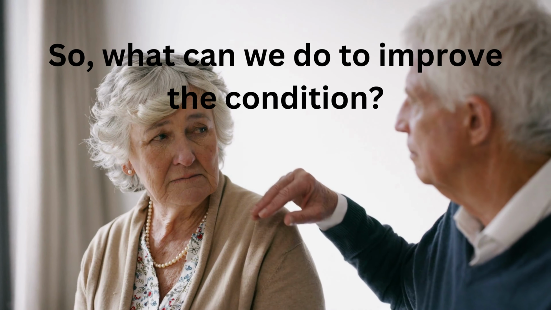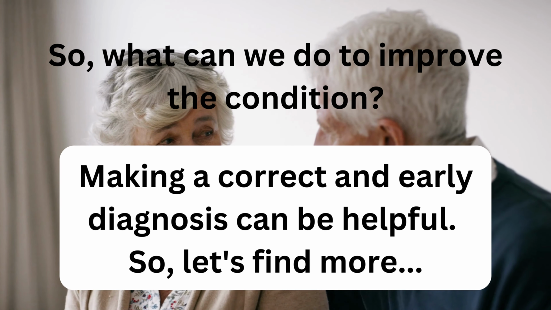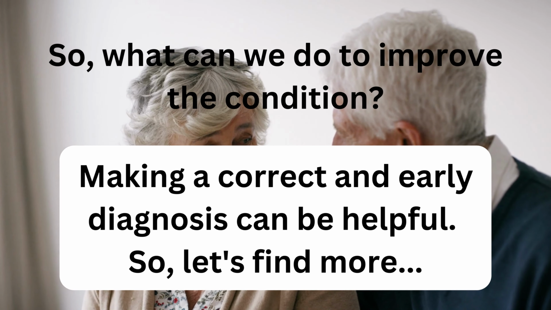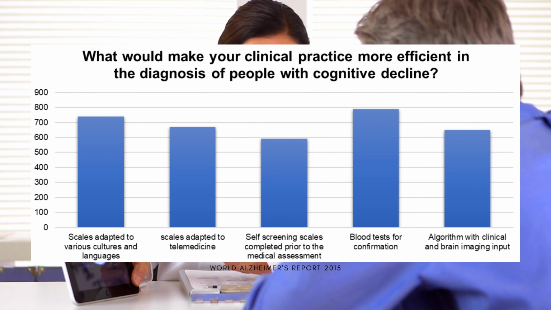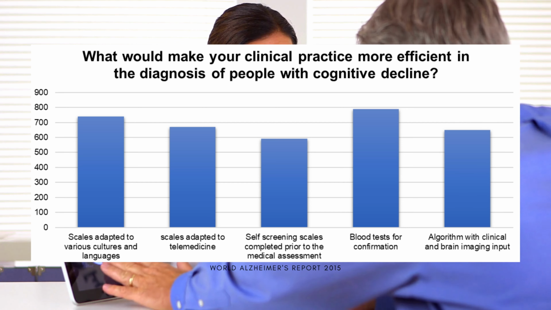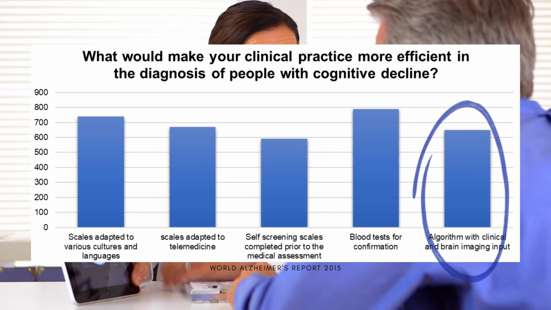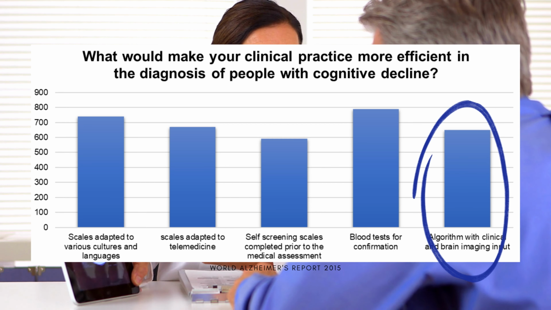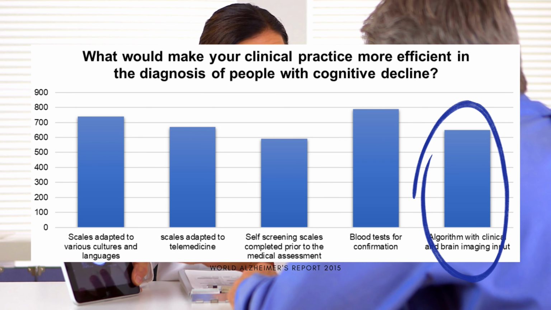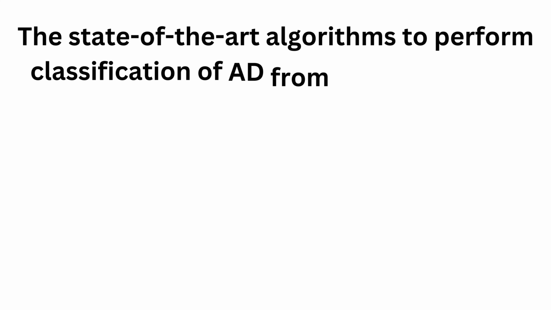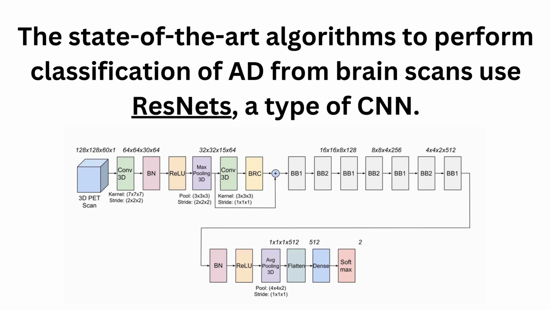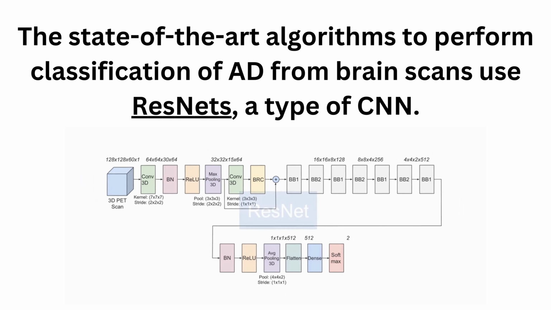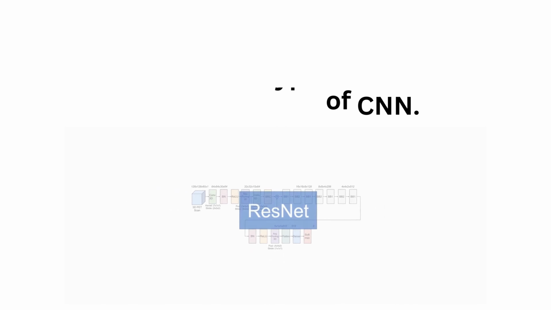So what can we do to improve the condition? Making a correct and early diagnosis can be helpful. When clinicians are asked what would make the diagnosis more efficient, the third most common answer is an algorithm with clinical and brain imaging input. The state-of-the-art algorithms to perform classification of Alzheimer's from brain scans use ResNet, a type of CNN.